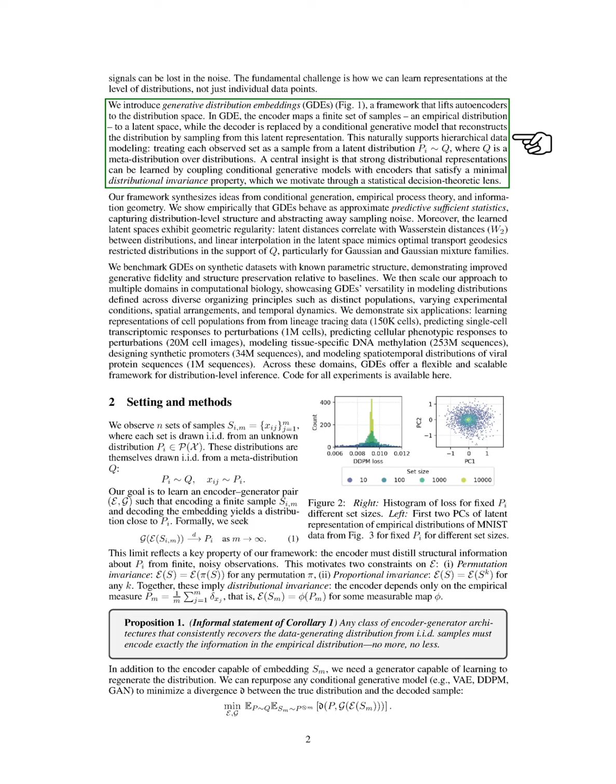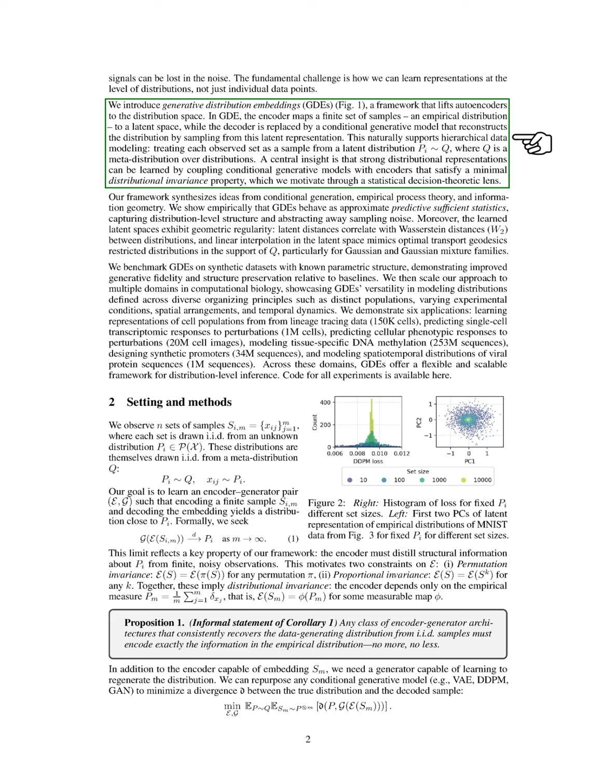We introduce generative distribution embeddings, or GDEs, which enhance autoencoders to work within the distribution space. In our GDE framework, the encoder transforms a set of samples, an empirical distribution, into a latent space, while the decoder is replaced by a conditional generative model that reconstructs the distribution by sampling from this latent representation. This approach naturally accommodates hierarchical data modeling, treating each observed set as a sample from a latent distribution.